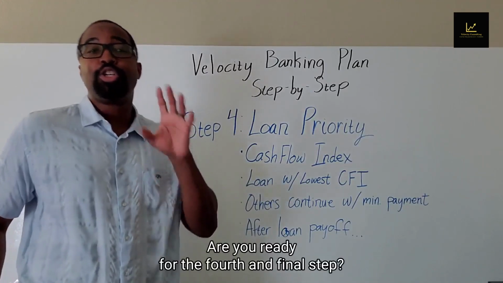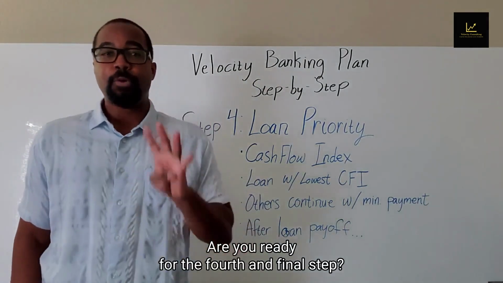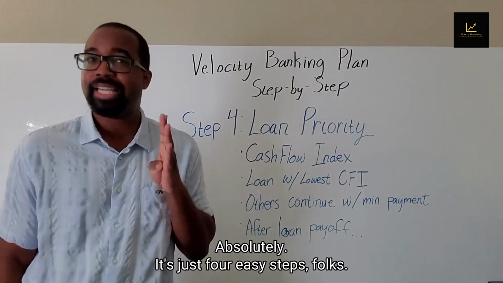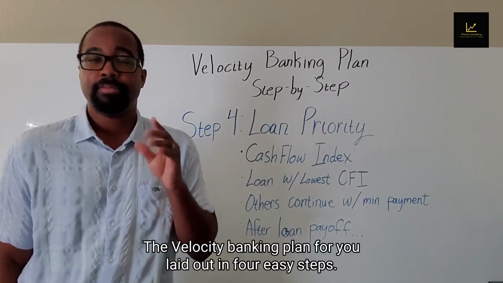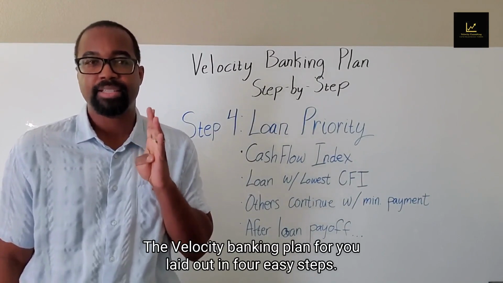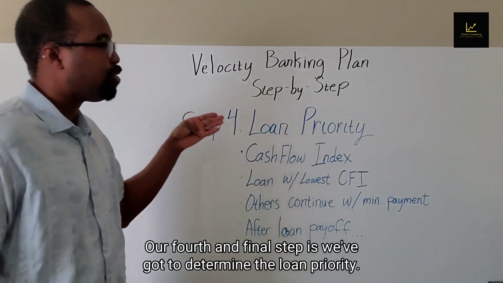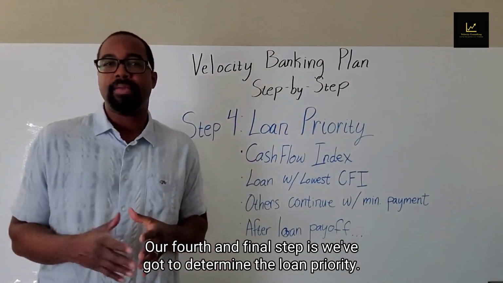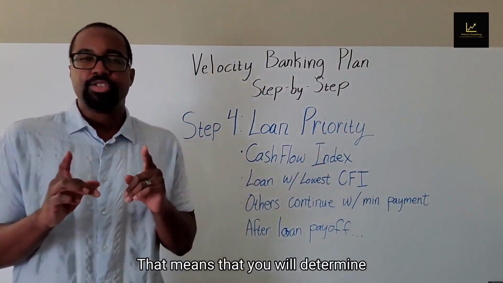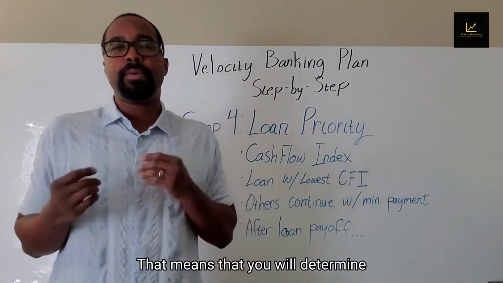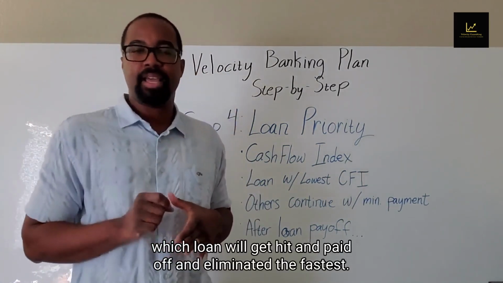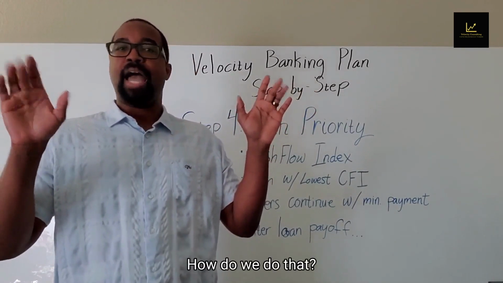Hello, everyone. Are you ready for the 4th and final step? Absolutely. It's just 4 easy steps, folks. The Velocity Banking Plan for you, laid out in 4 easy steps. Our 4th and final step is we have to determine the loan priority. What does that mean? That means that you will determine which loan will get hit and paid off and eliminated the fastest.